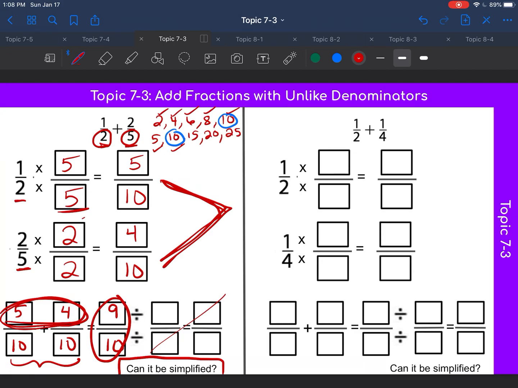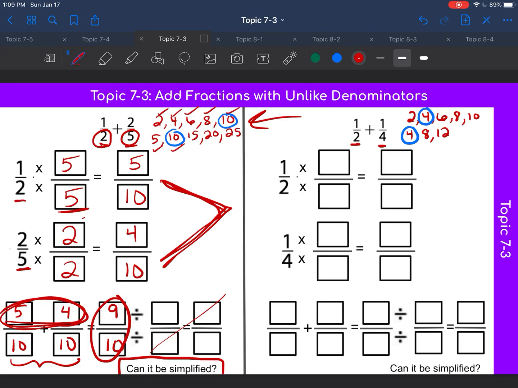All right, so let's look at the next one, 1/2 plus 1/4. Again, to find the common denominator, you may not even need to do this. You may just already know it. All right, but let's just list the multiples just to be certain. So the multiples of 2 are 2, 4, 6, 8, 10. The multiples of 4 are 4, 8, 12. Do I have to keep going? No, because the lowest common multiple is 4.